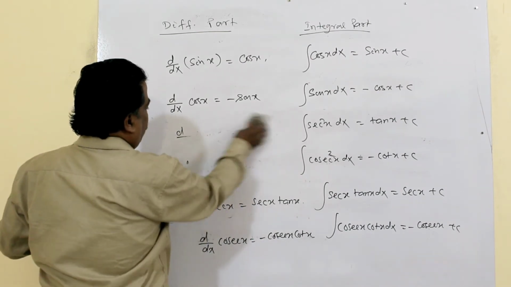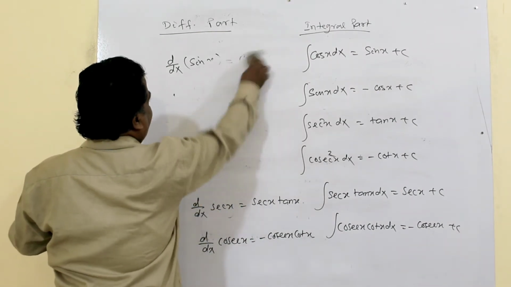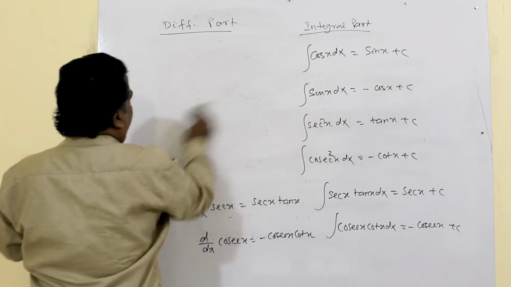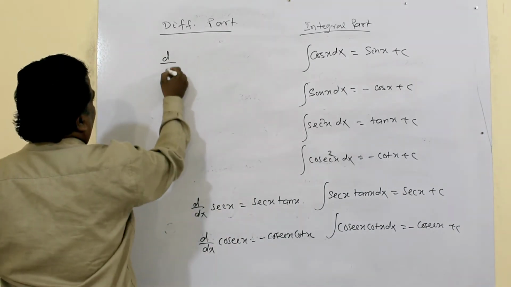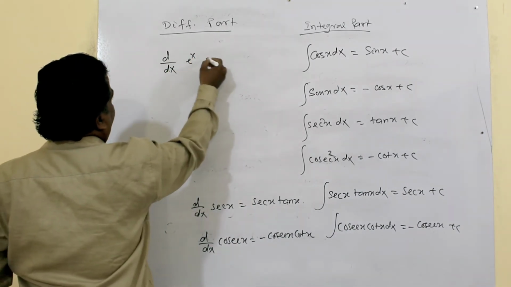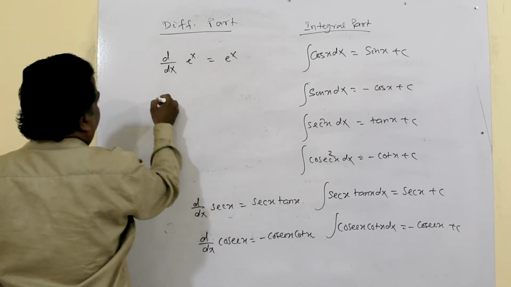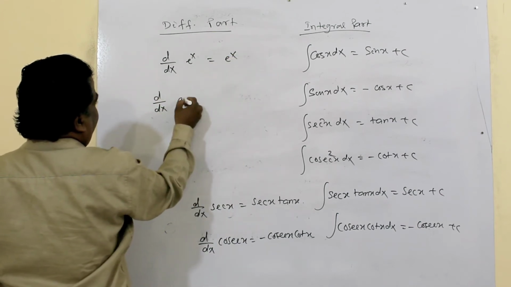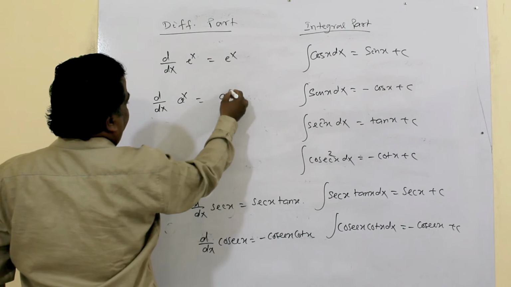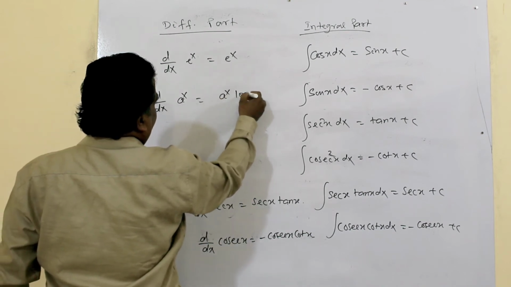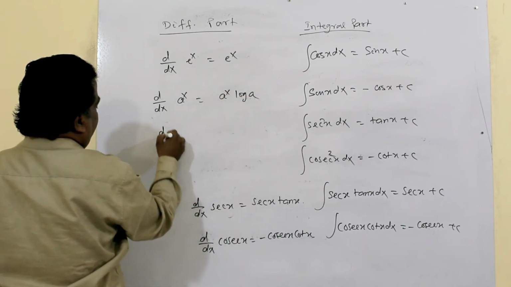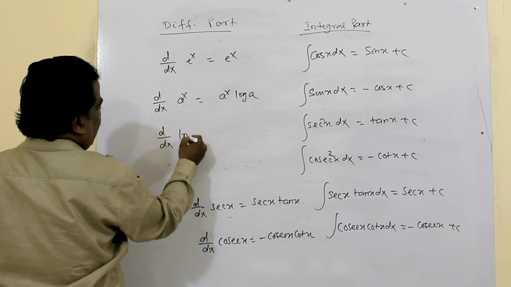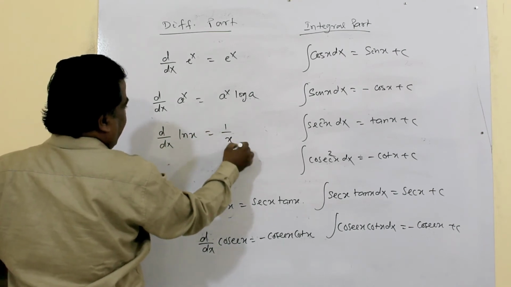Again, we know the derivative of e to the power x is equal to e to the power x. Derivative of a to the power x is equal to a to the power x log a. And the derivative of ln x is equal to 1 by x.